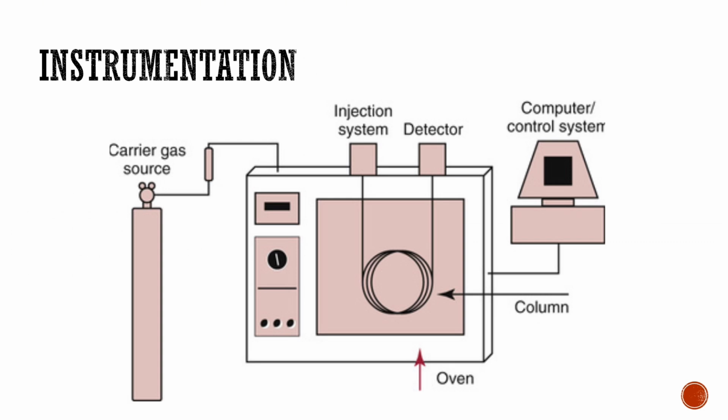This is the instrumentation. You can see that we have a carrier gas source, and it will be taken to the chromatography system. Here the samples are injected and they go through the columns. Here we have an oven that will maintain the temperature. The control of temperature is very important in gas chromatography, and in how it can elute the compounds based on a specific temperature setup. Here is the detector that will take the data and transfer it to the computer or control system.